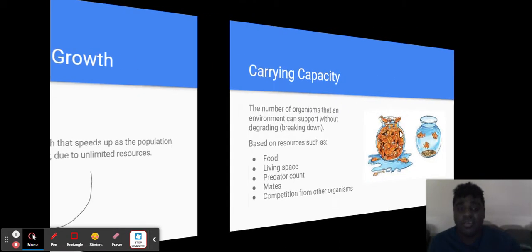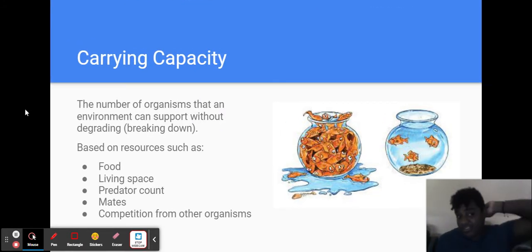So I've used that word a few times, carrying capacity. So let's actually learn what that is. Carrying capacity is the number of organisms that an environment can support without starting to break down, degrade, or basically get ruined, right? And the resources that we're talking about are the amount of food in the area, the amount of living space, the predator count, the amount of mates, and competition from other organisms.